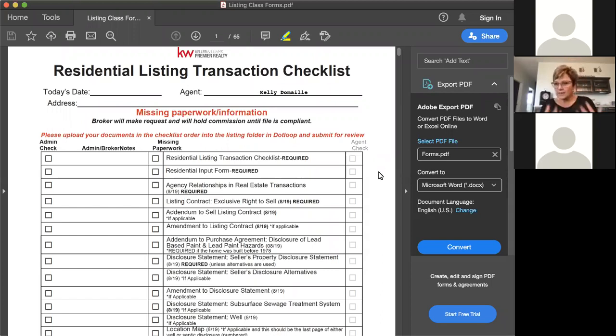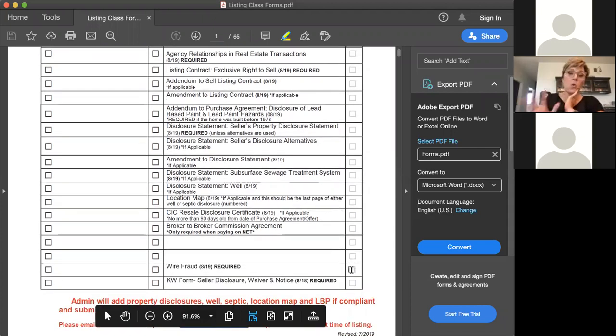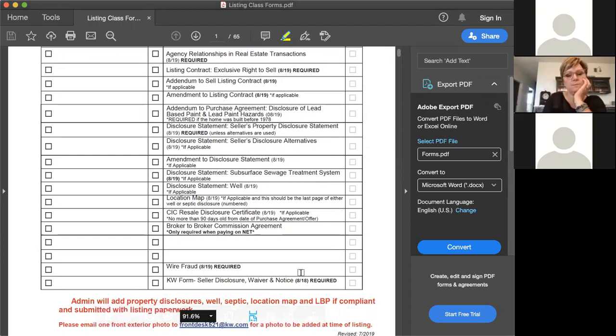So I know when I turn mine in, I just go in and check the boxes if they're needed. And if something is not applicable, I usually write NA next to it, so that they know it's not missing, it's just not applicable in this particular listing. Okay. Any questions on that?